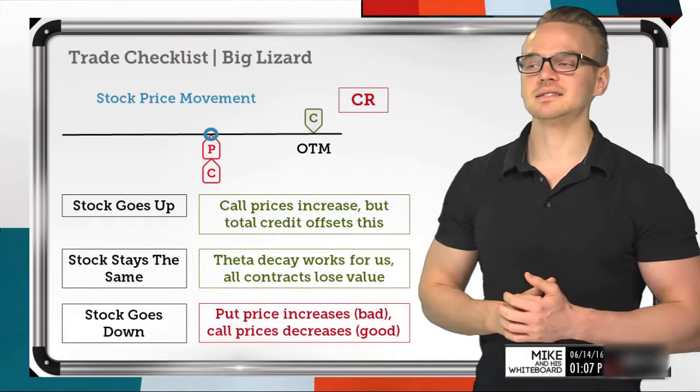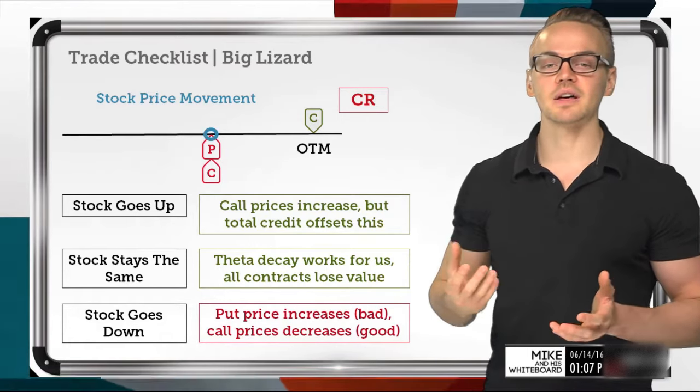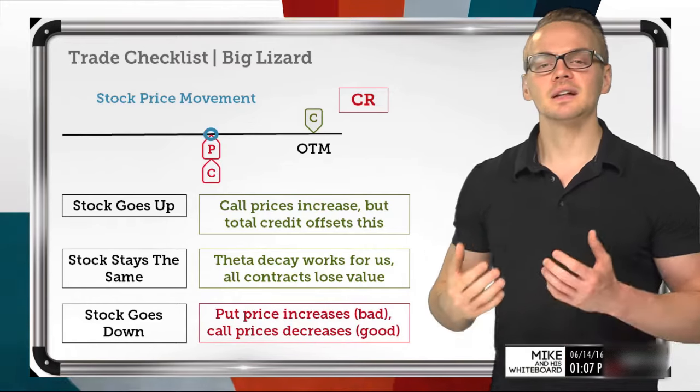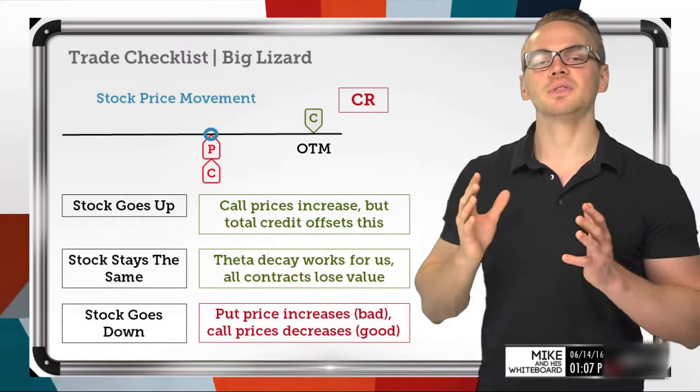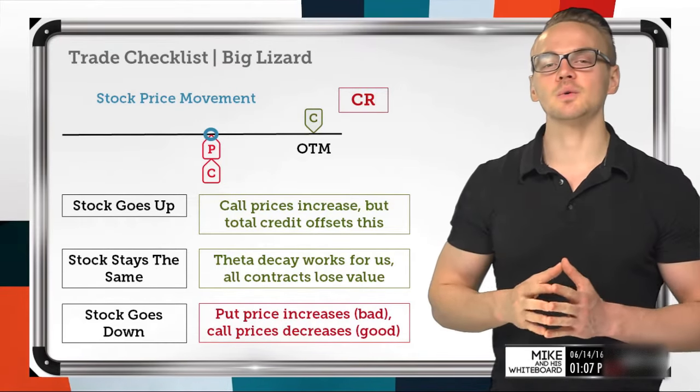When the stock stays the same, we're gonna have theta decay working for us. All of these contracts will be losing value. So even if the stock price moves up a little bit or goes down a little bit, it's gonna be okay because we're gonna see a lot of theta come out of those options. But with at-the-money options, what's interesting is that they do tend to hold their value over time.